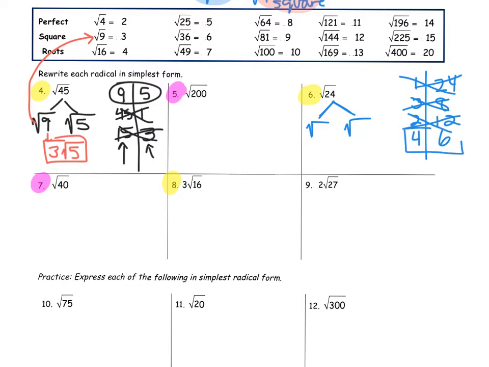But 4 and 6, which one's the perfect square? Is it the 4 or is it the 6? 4 is our perfect square. I can take the square root of 4. So we're going to write square root of 4, square root of 6, and I know the square root of 4 is 2, so this becomes 2 radical 6. Okay, hopefully we're starting to get the hang of this. You're going to do question 7 on your own, and I'm going to do question 8 with you right now.